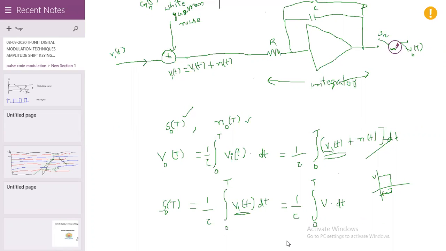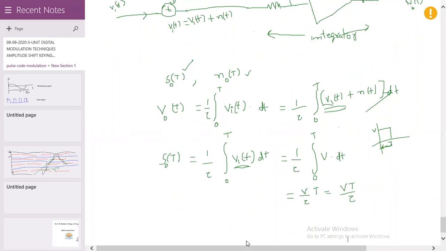Then we can integrate this one. You will get VT by tau. If the data signal is logic 1 we take plus V, and for logic 0 we represent minus V. Either one you can consider. Generally we represent it as V, either plus V or minus V. Then integrating gives capital T. Therefore VT by tau is the output voltage per data signal.